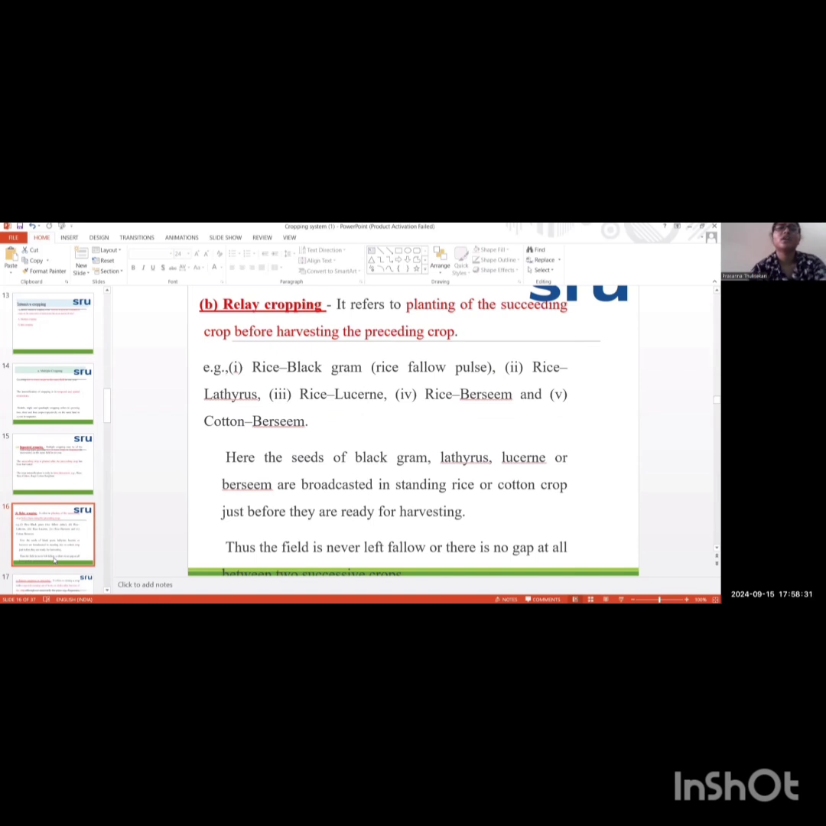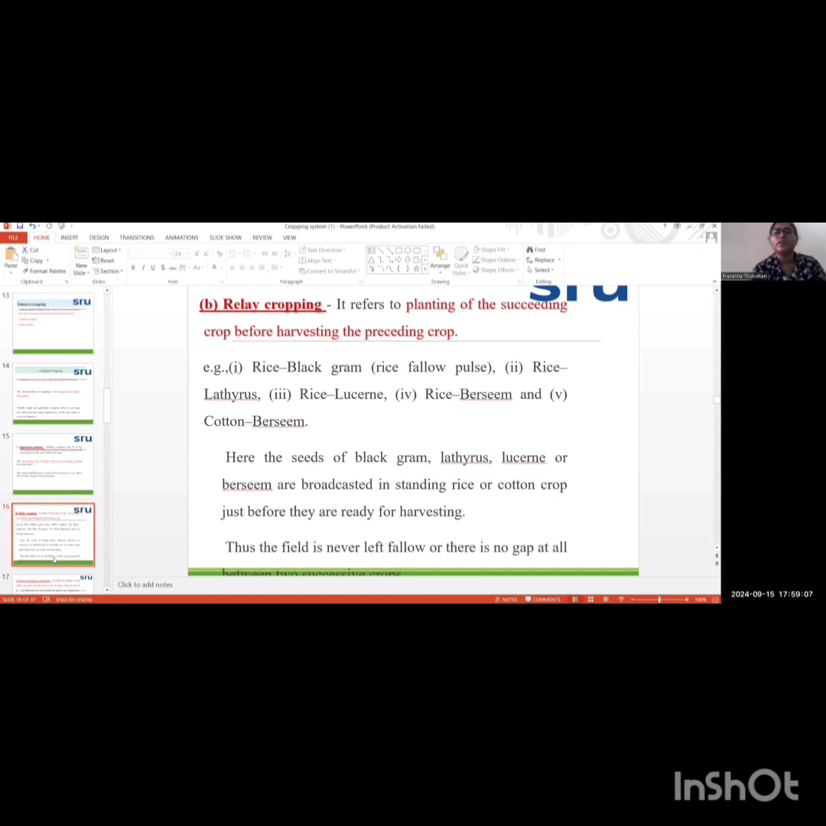Next is relay cropping. It refers to planting of the succeeding crop before harvesting of the preceding crop. So in relay cropping, even before the crop is harvested, the other crop is sown. So the harvest time of one crop and the sowing time of the other are the same. Such type of cropping system is known as relay cropping. For example, we take rice black gram, or rice lathyrus, or lucerne, rice berseem and cotton berseem.